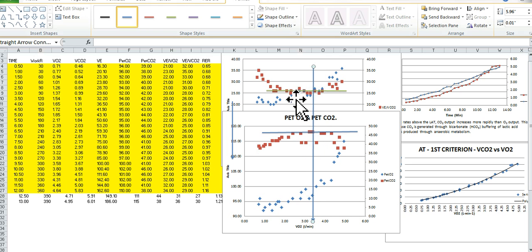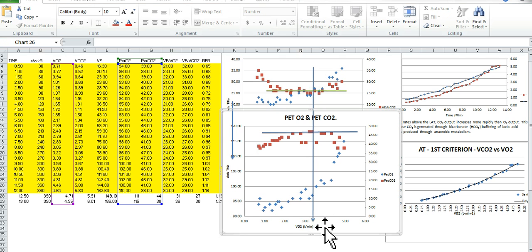Okay, so this is the line to mark the lack of change in VeVCO2. This is the line to mark the lack of change in PETCO2. And we're going to draw our vertical line where PETO2 and VeVO2 begin to increase in those spots. Okay, so that's about where we're at. Let's look, that's a little bit under 3.5. So let's say 3.4 or so.